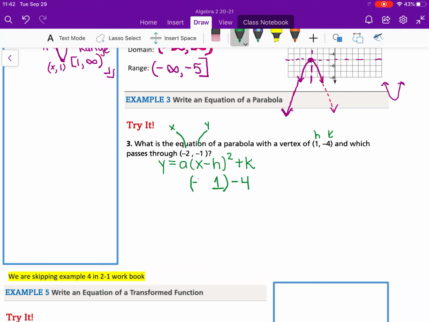The other point that you are given is where you're going to sub in x and y. So my x is -2. My y is -1. Notice I do not have a. Don't forget your squared. I do not have a, and that is okay because that's what I'm going to solve for. Okay, so solve for a. Yay, math. PEMDAS says I need to do what's in the parentheses first. So -2 minus 1 is -3.